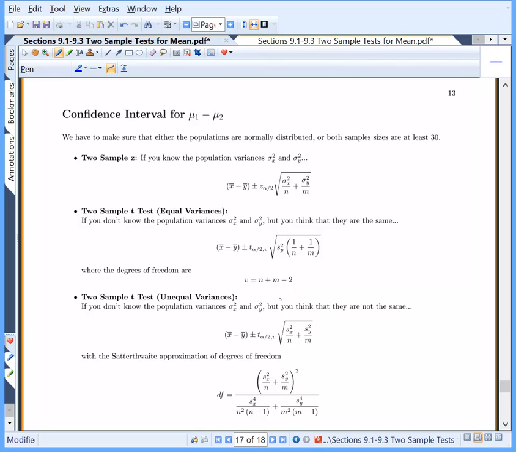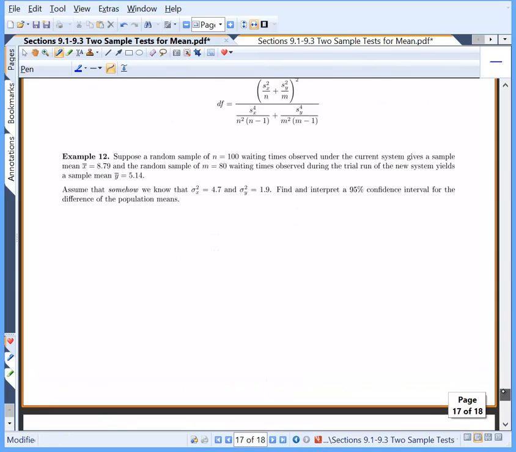Finally, 2-sample t-intervals for unequal variances. If you don't know the population variances, but you think that they are not the same, then you use this formula: x bar minus y bar plus or minus your critical point, and we'll do each sample variance divided by its sample size. But you have to use the Satterthwaite approximation of degrees of freedom.